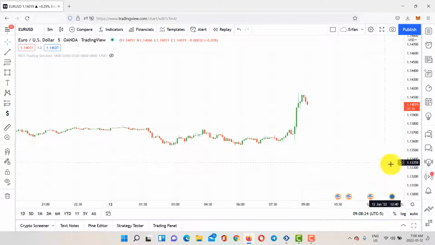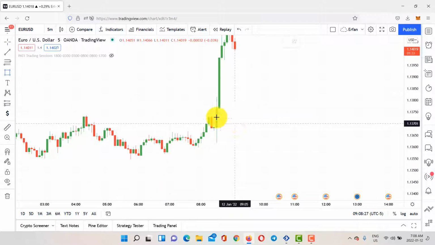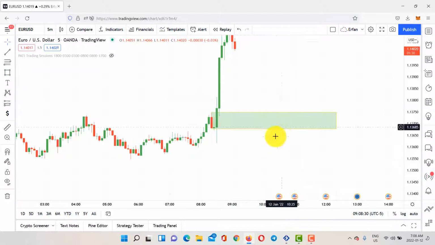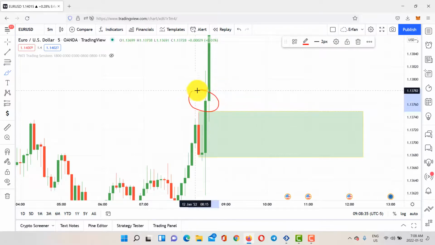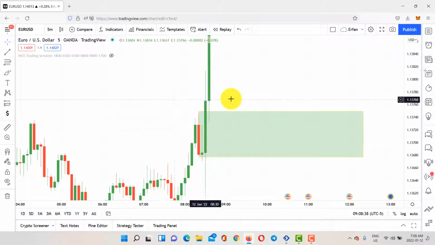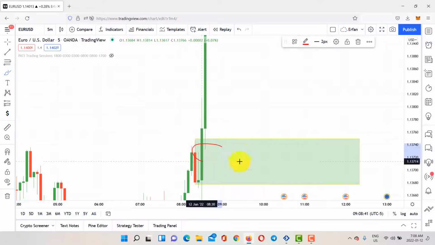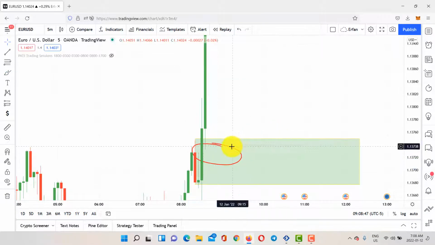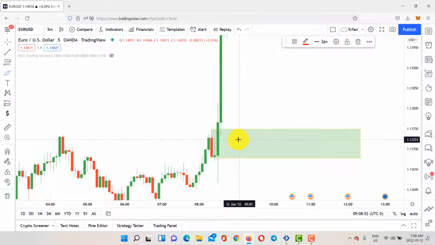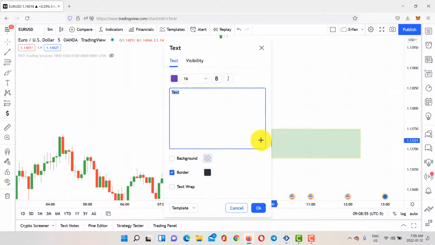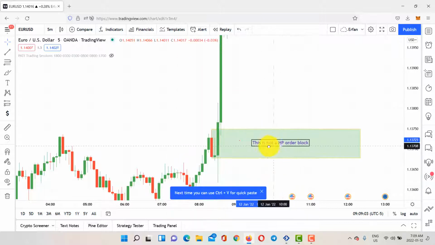Let me just remove every drawing, and if I want to draw my, okay, so this is not an order block, because as you can see, this candle broke into this order block right here, and this candle actually opened inside this order block. Okay, this candle opened inside the order block, so it's different. This is not a high probability order block. Let me just type it here for you so you can have a better understanding. This is not a high probability order block. Okay, so this is very important to understand, guys.